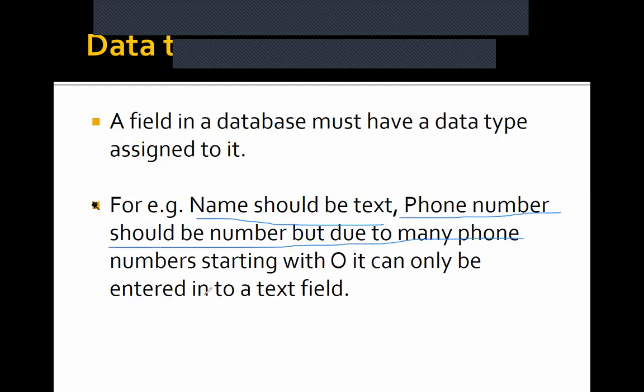But due to many phone numbers starting with a 0, it can only be entered into a text field. So sometimes you have to make the number field into a text field because many of the cell numbers, or area codes even, start with 0 or 01. So if you have a number field, the 0 will not appear. It will disappear because it will discard it. It will only treat the 2 and the 1. So sometimes you need to convert these fields into text, like the mobile phone field or the cell phone field, or the regular telephone field. Is that clear?